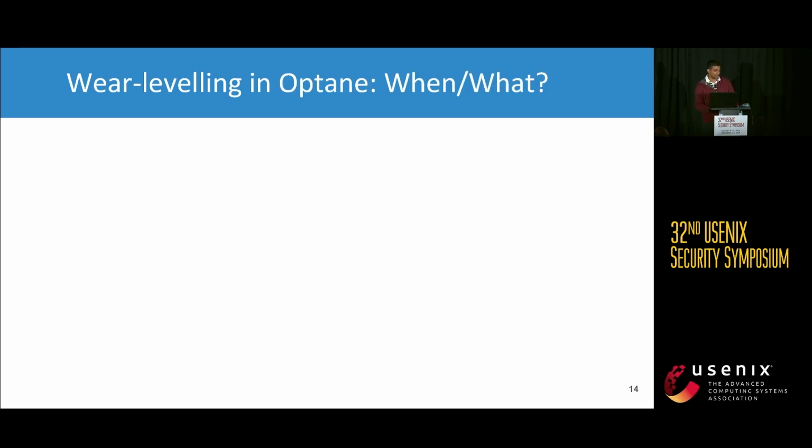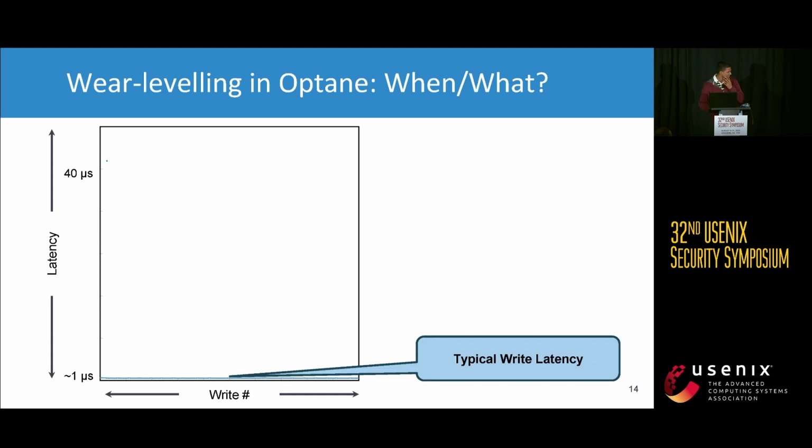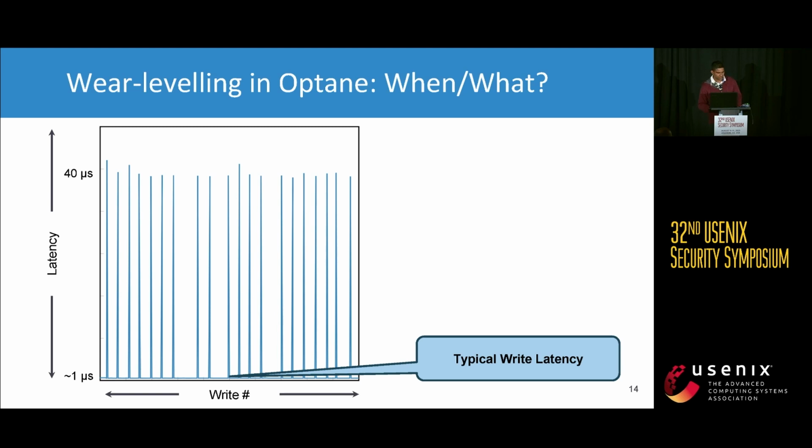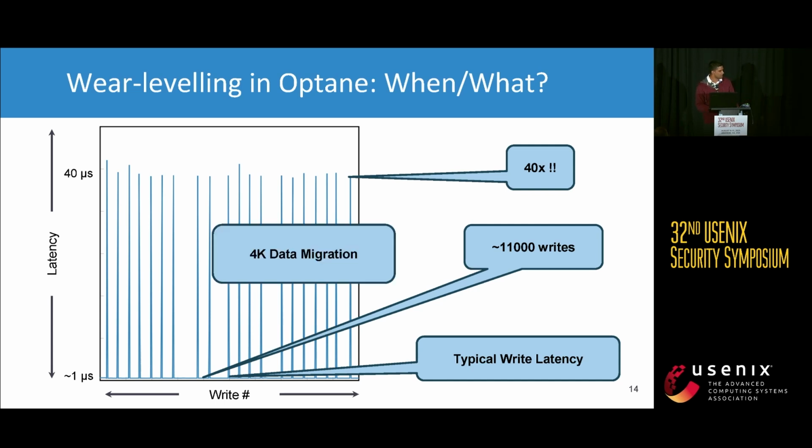We do find that wear-leveling does happen on Optane. This is a graph that shows our experiment where we keep writing to the same memory location. The x-axis shows the write iteration number, and the y-axis shows the latency of every write. We find that typical write latency is around 1 microsecond. However, every 10 to 11,000 writes, we observe a spike in the latencies. We see that this spike is almost 40 times normal write latency, and that this does correspond to wear-leveling. Our experiments show that there is a 4 kilobyte data migration that happens, and every page is 4 kilobytes in size.